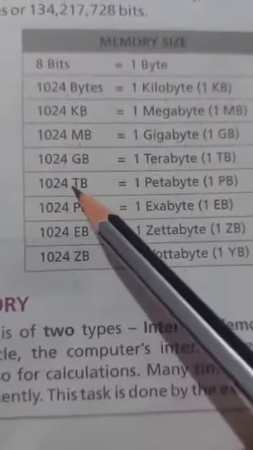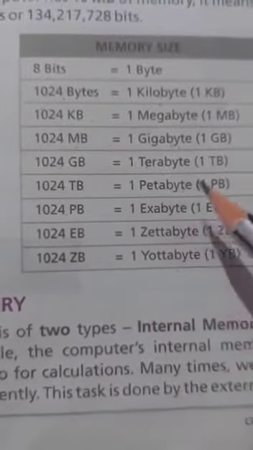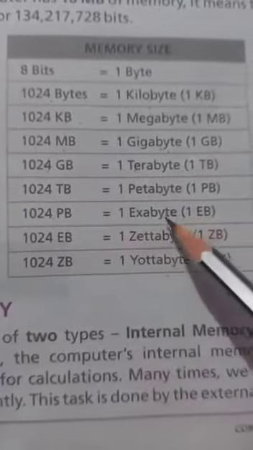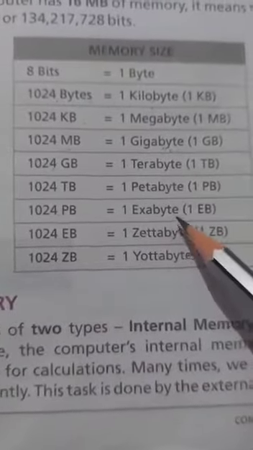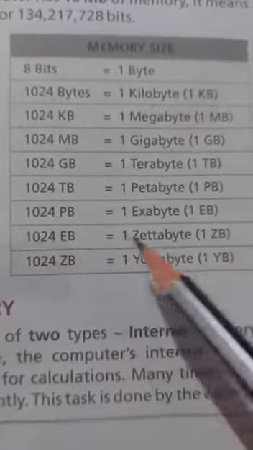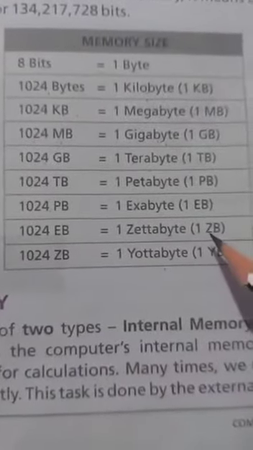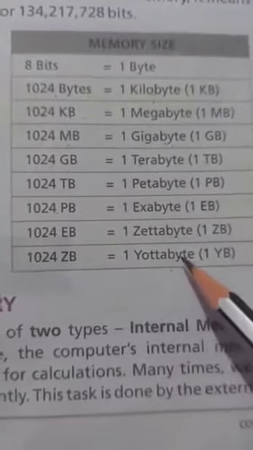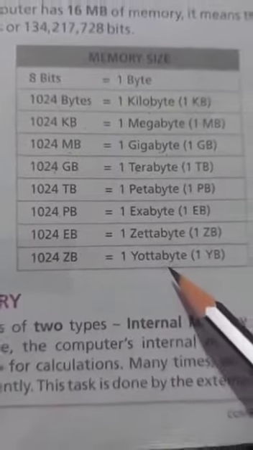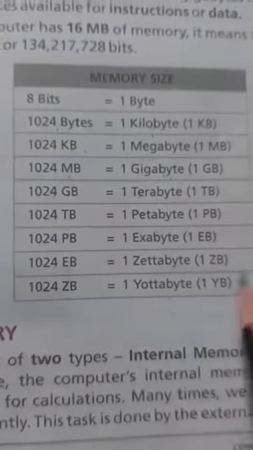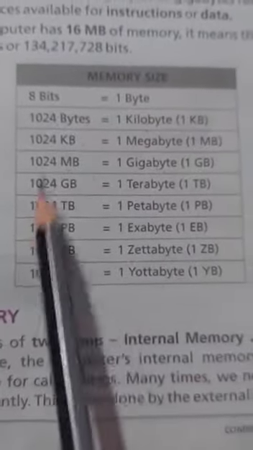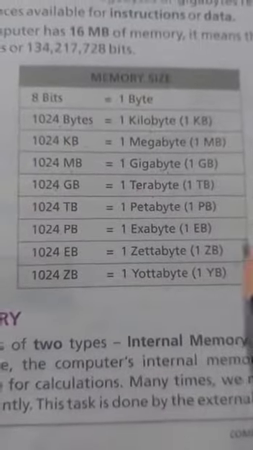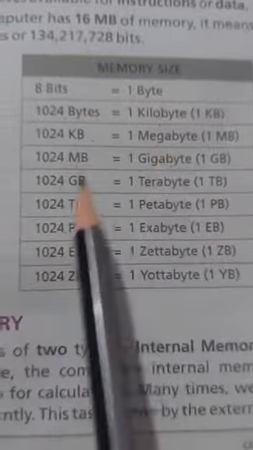Now 1024 TB is equal to 1 petabyte or PB. Again 1024 PB is equal to 1 exabyte, that is EB. Next 1024 EB will be equal to 1 zettabyte or 1 ZB. Next 1024 ZB will be equal to 1 yottabyte, that is 1 YB. You just have to remember this chart. Nothing more, but you have to remember the memory units can be stored in this way in the entire computer system.